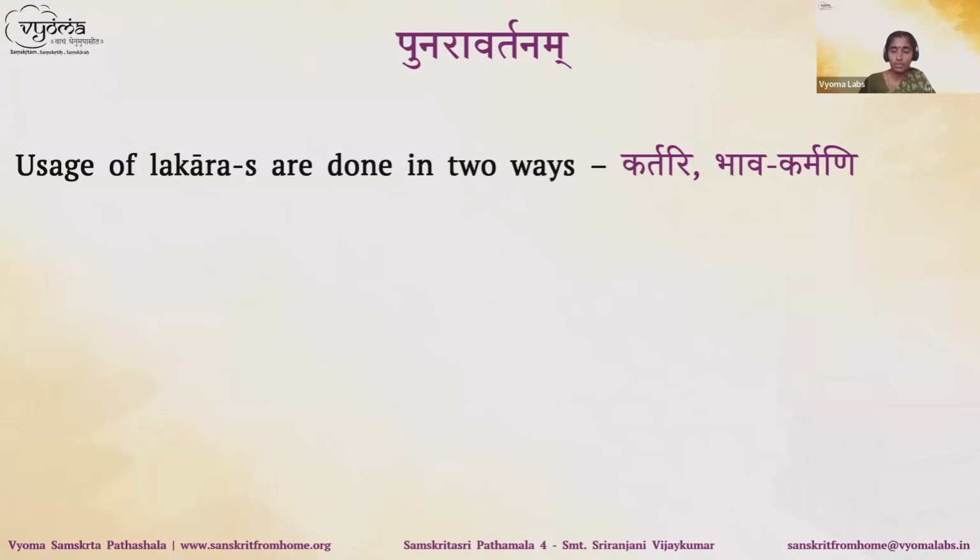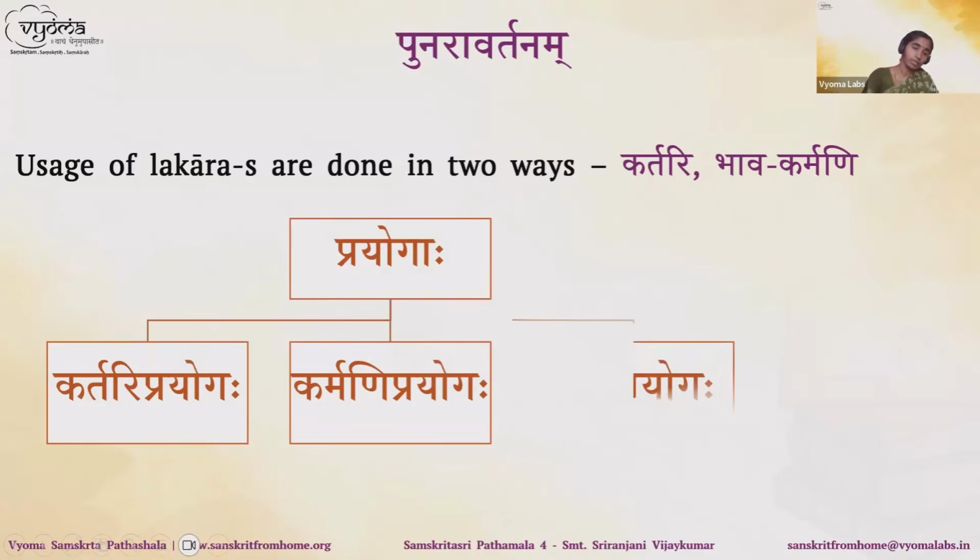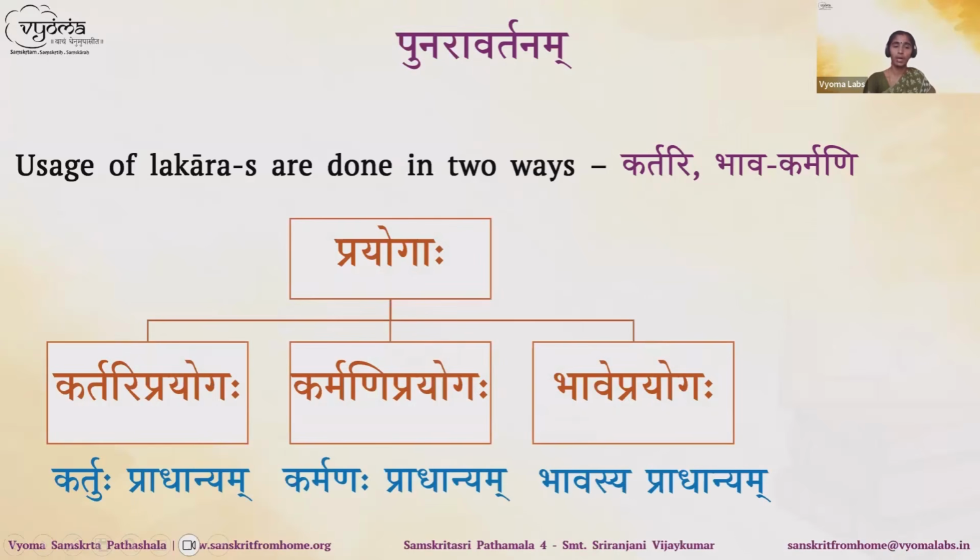So the Prayoga in Samskrita are of 3 types: Kartari Prayogaha, Karmani Prayogaha, Bhave Prayogaha. Where there is a Kartuhu Pradhanyam, that is, when the Karta is explicitly expressed by the Kriya Padam. When I say Khadami, the Karta is expressed. When I say Khadasi, right? So if the Karta is Pradhana, Pradhanyena Kriyapadena Uchyate Chet Kartari Prayogaha. So where there is Kartuhu Pradhanyam, it is Kartari Prayoga.